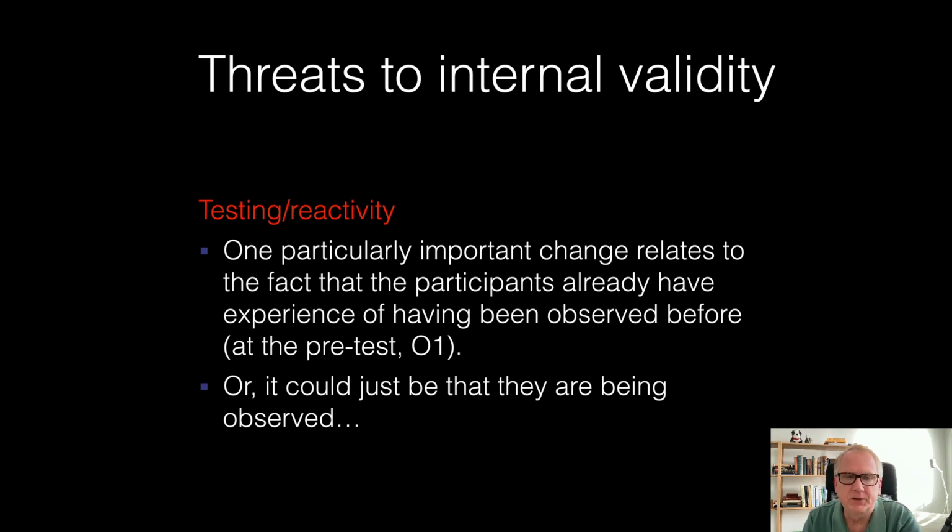The next threat to internal validity is called testing or reactivity. This is when one particularly important change relates to the fact that the participants already have experienced being observed before, like at the pre-test or the O1. So, for example, let's say when they first come into the testing situation, I measure how happy they are. And they say, oh, on a 1 to 10 scale, I'm a 9. And then about 15 minutes have passed, I've done my experimental manipulation, I have them write a letter of gratitude, and then again say, how happy are you?